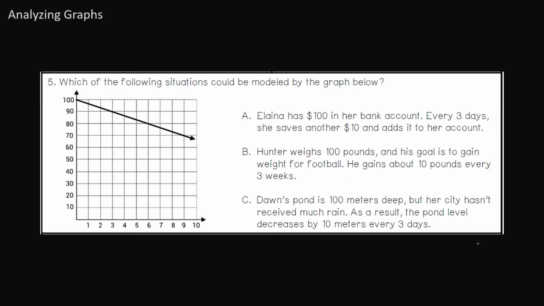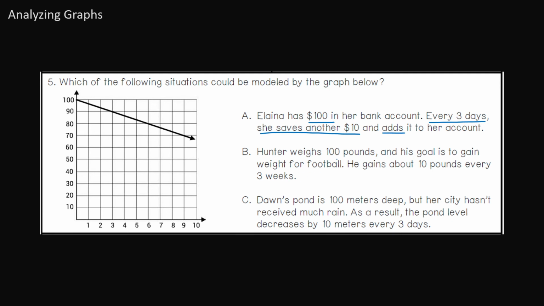Now let's try analyzing a graph. So we're given a graph, looks like it has a negative slope here, and we're asked to find out which of the following situations could be modeled by the graph. So for A, Elena has $100 in her bank account. I'm just going to underline as I go here with some important information. She has $100 in her bank account. Every 3 days, she saves another $10 and adds it to her bank account.